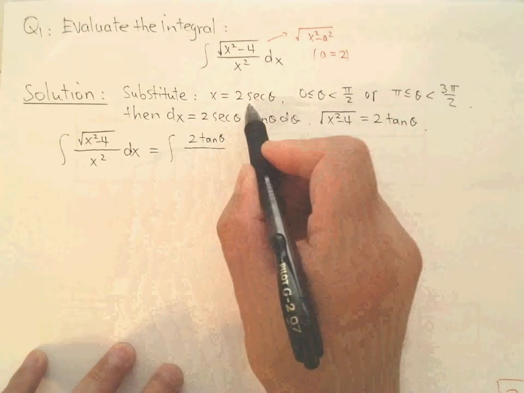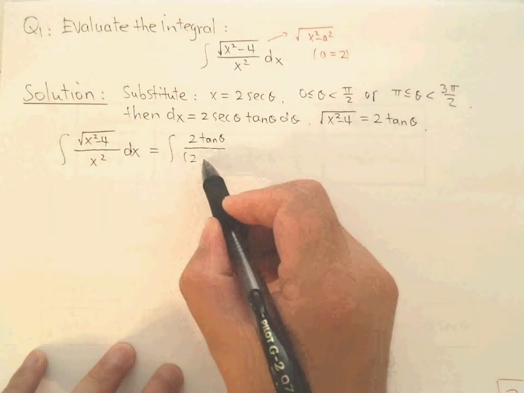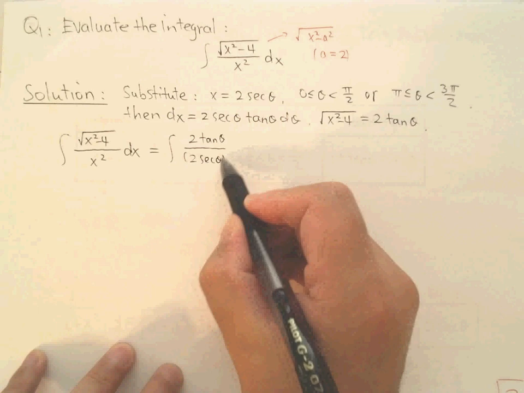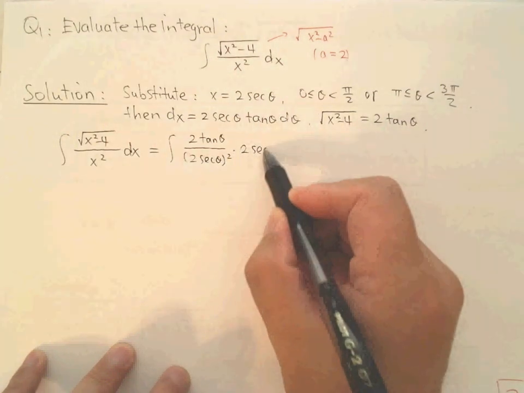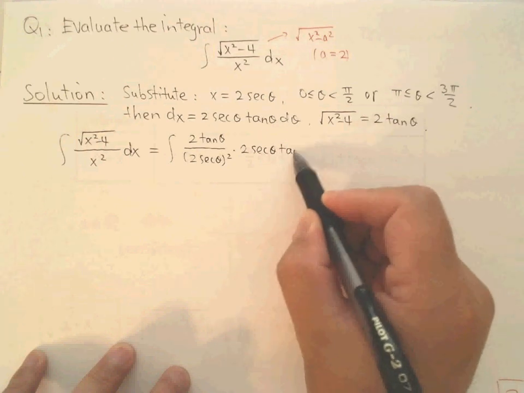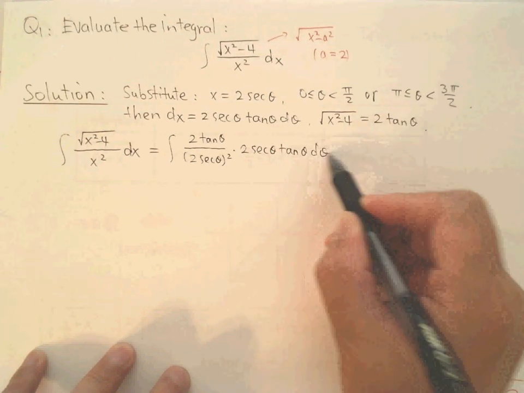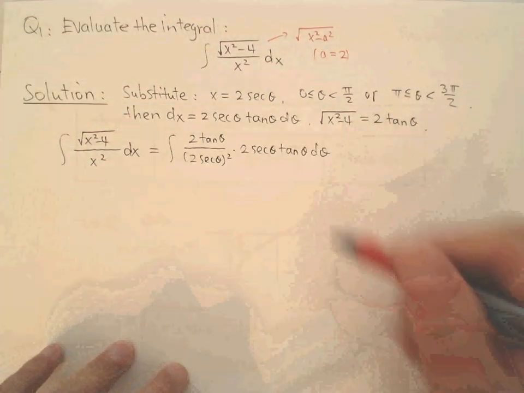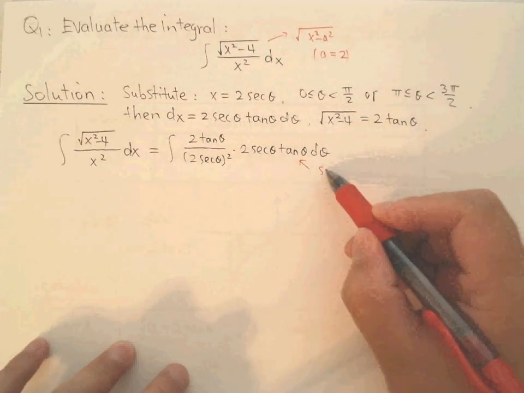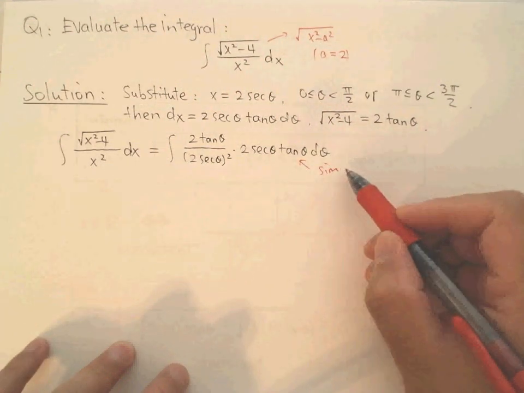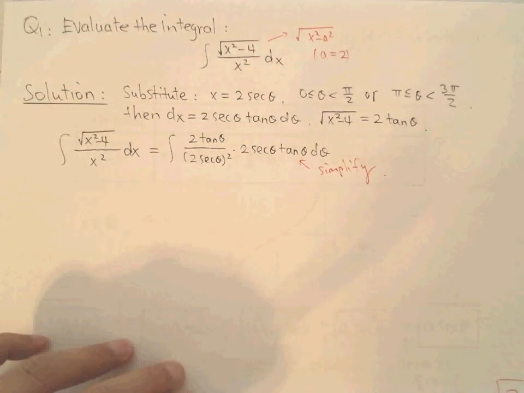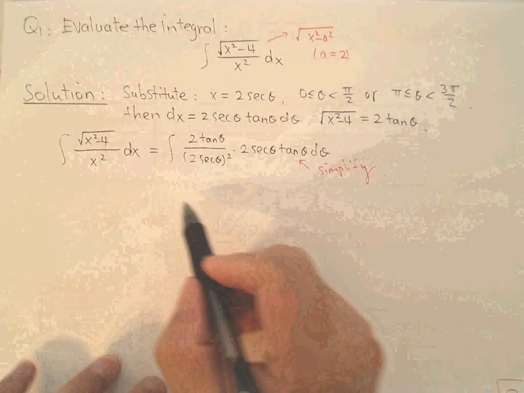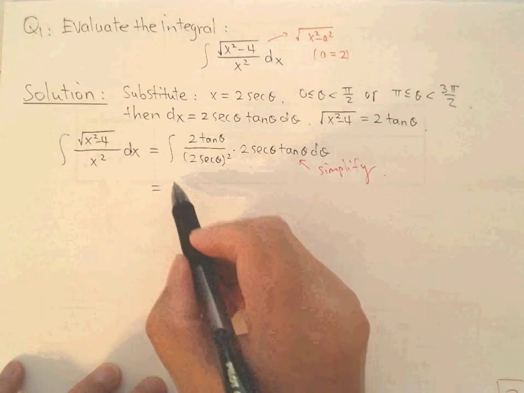The bottom x is there, which is 2 secant theta squared, and then times dx is here, 2 times secant theta times tangent theta d theta. Look, it's complicated, but you don't need to worry, because from the previous example we showed, after we simplify, you will get something very simple. Okay, what do we get? We will get this.